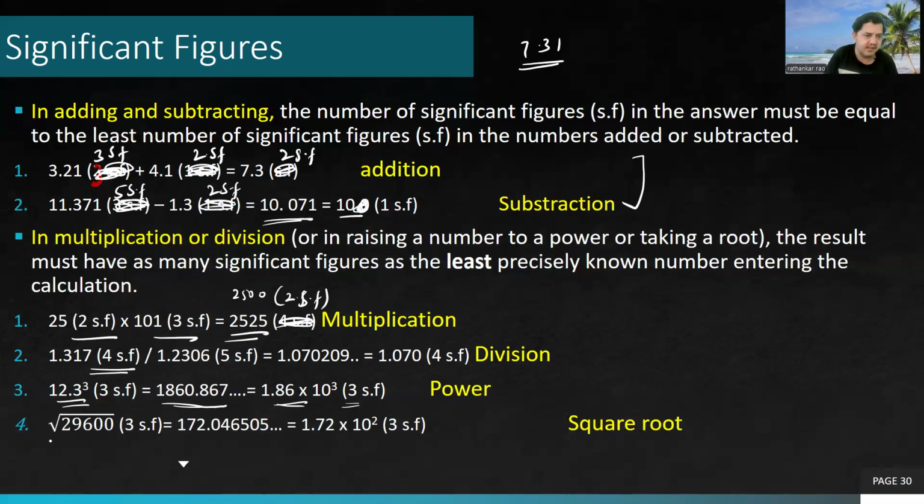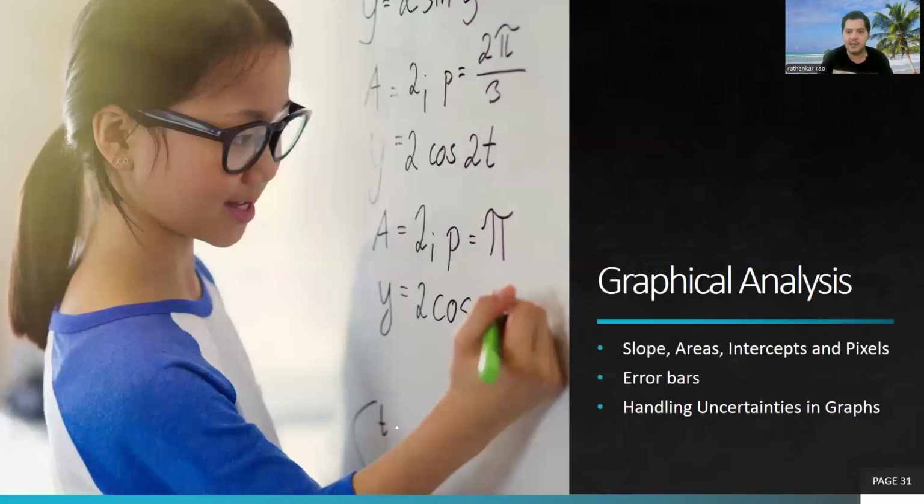Now let us look at this here. Root of 296,000, three significant figures. These zeros should be neglected. When I do this, you get the answer this much long. But what are you going to do? You are going to write it only in terms of 3SF, which is 1.72 into 10 square, right? So I hope you have understood the significant figures in manipulating numbers in addition, subtraction, multiplication, division. If you still have any questions, you can always get back to me. With this, we come to an end to significant figures.